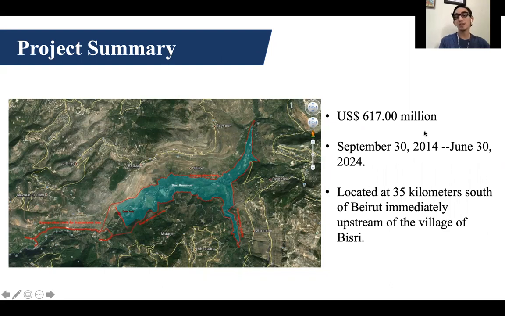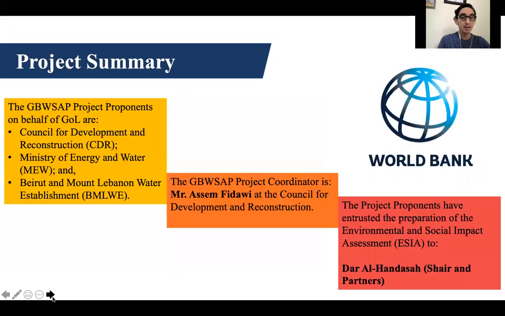This project has an estimated cost of $617 million, was approved on September 30, 2014, and is going to be going on until June 30, 2024. It's located 34 kilometers south of Beirut, the biggest city in Lebanon, immediately upstream of the village of Bisri. One of the main goals of this project is to provide water to nearly 500,000 people who live on less than $4 a day.